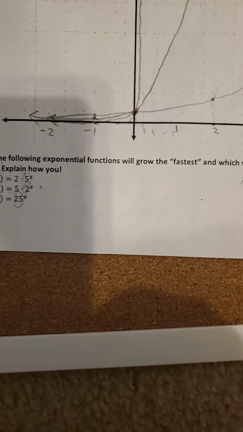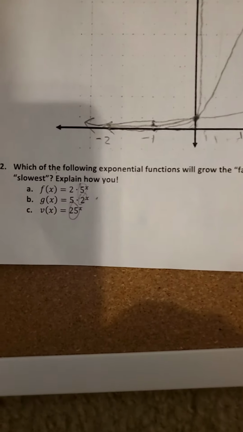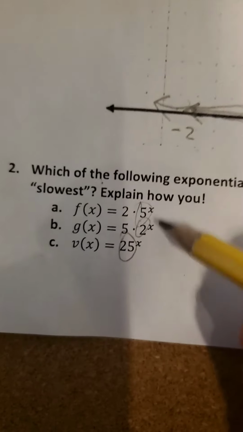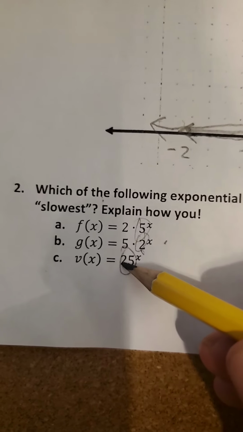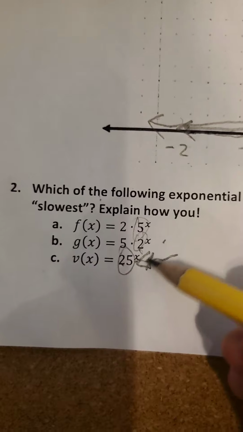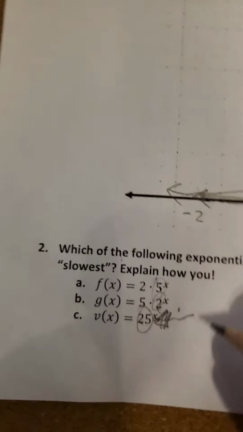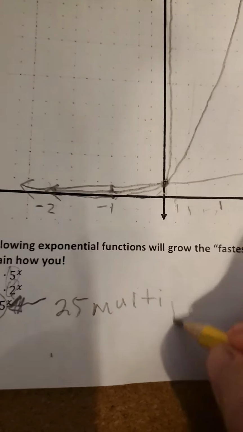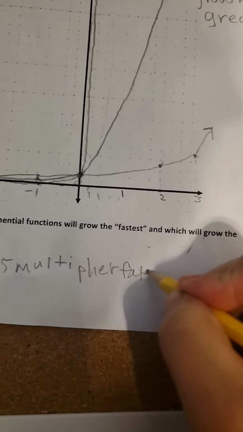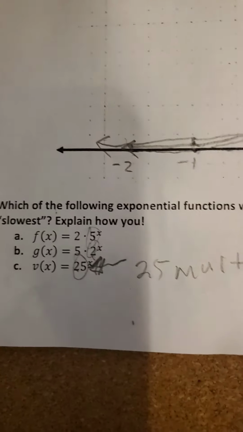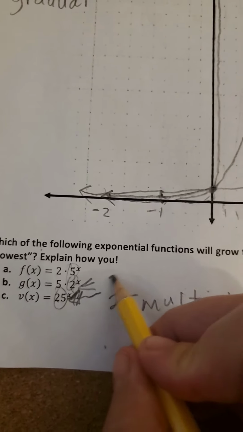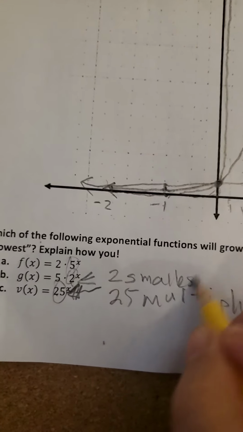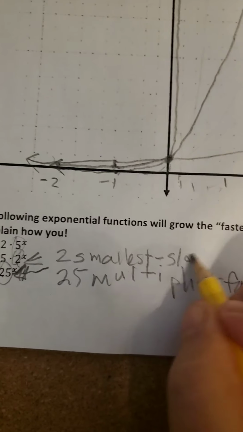Which of the following exponential functions will grow the fastest and which ones will grow the slowest? Explain how you know. Okay, so you have to know what your multiplier is, okay? So for this, you are looking at the 5, the 2, and the 25. So the biggest is right here, okay? So we're just going to say that 25 is the multiplier. Okay, so it grows the fastest. So this one is considered the fastest. Okay. And then 2 is the smallest. So it grows the slowest.